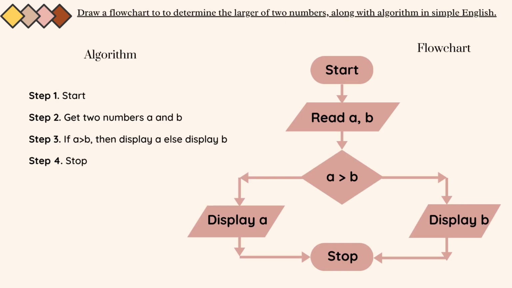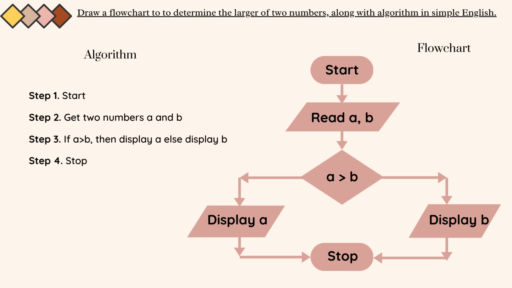Next example is a flowchart to determine the largest of two numbers. If you want to find out the largest between two numbers, the algorithm is step 1, step 2, step 3, step 4. Always start with start and end with stop. Get two numbers. If you want to find the greater between two numbers a and b, if a is greater than b then display a, otherwise display b. This is a simple English algorithm.